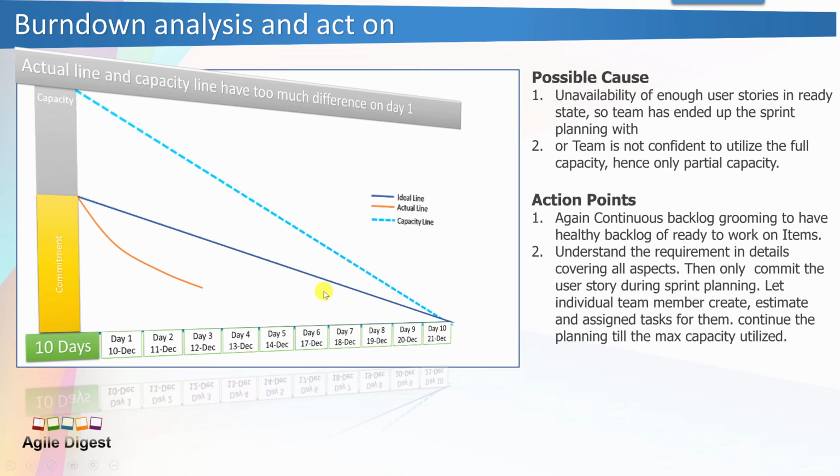So again, continuous backlog grooming is very important to get rid of this kind of situation, and understand the requirements in detail, covering all aspects, and only then commit the user stories. During sprint planning, you need to mature your sprint planning, utilize your full capacity, do the task breakdown properly, assign to the individuals, and then plan it.